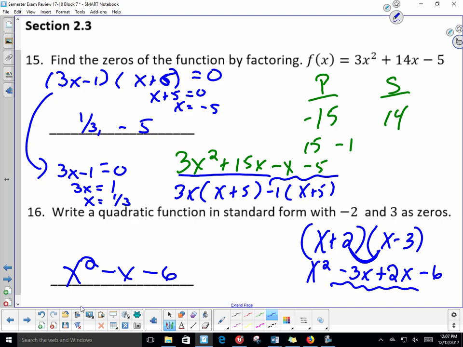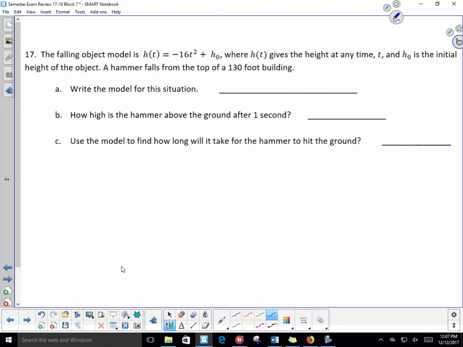Any questions on 2, 3? Okay, now I have a word problem. The following of an object is modeled by the equation h of t equals negative 16t squared plus h sub 0, where h of t gives the height at any time t, and h of 0 is the initial height of the object. A hammer falls from the top of a 130-foot building. So the first thing I have to do is write a model that's going to model this situation.